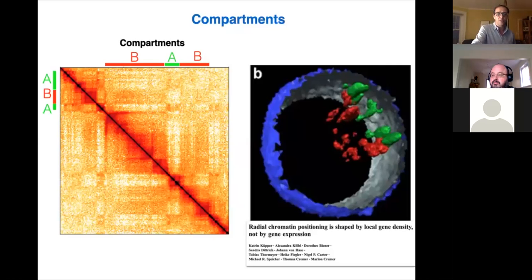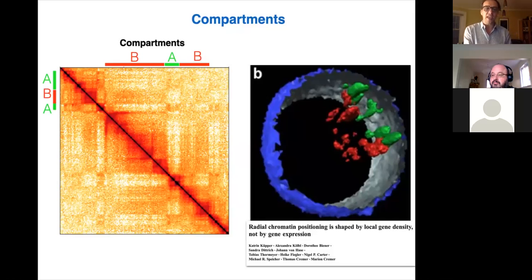So the first question is about compartmentalization. What is compartmentalization? If you look at these maps, you would immediately see that there is a checkerboard-like pattern over here. These checkerboard patterns are visible, and you may have noticed them when I was showing you maps before, all over the place. What these checkerboard patterns reflect is that the genome is composed of 2 types of regions. We call these regions A and B.